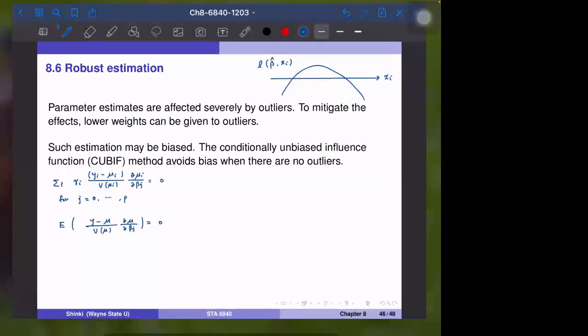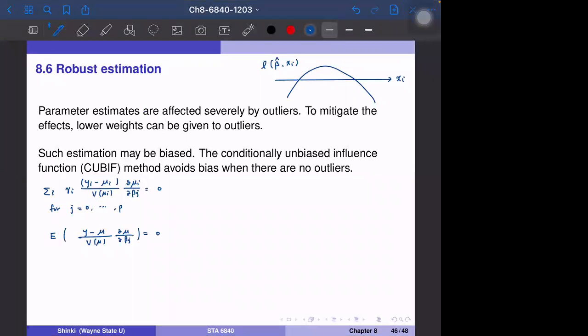Hi, section 8.6, robust estimation. Parameter estimates are affected severely by outliers in general. So the situation is like this. Suppose we have the likelihood function and we optimize beta. But if xi is really extreme, then the likelihood function becomes very small.